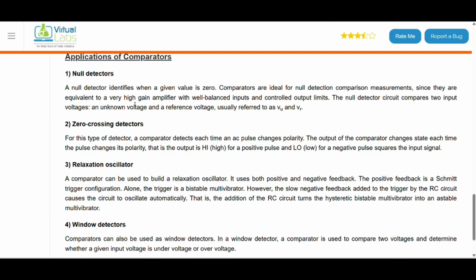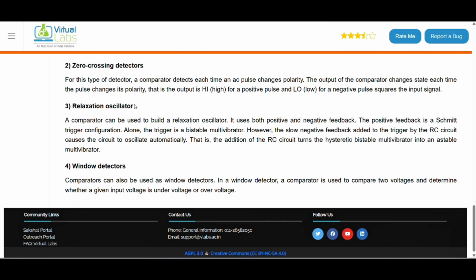The third, the relaxation oscillator. A comparator can be used to build a relaxation oscillator. It uses both positive and negative feedback. The positive feedback is a Schmitt trigger configuration. The Schmitt trigger is a bistable multivibrator. However, the slow negative feedback added to the trigger by the RC circuit causes the circuit to oscillate automatically. That is, the addition of the RC circuit turns the hysteretic bistable multivibrator into an astable multivibrator.